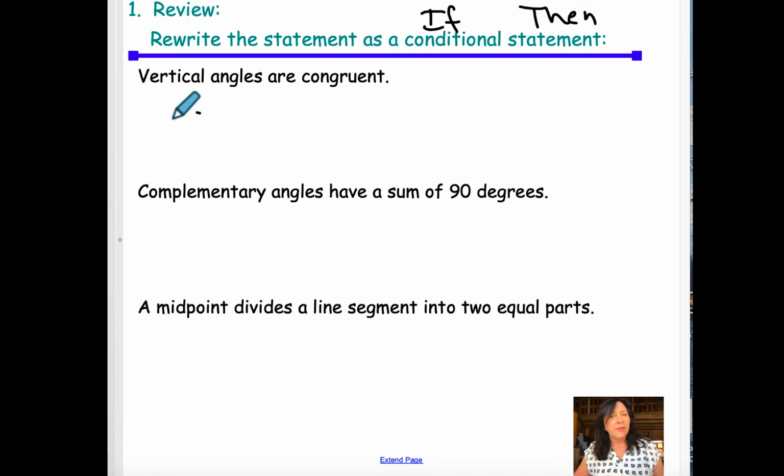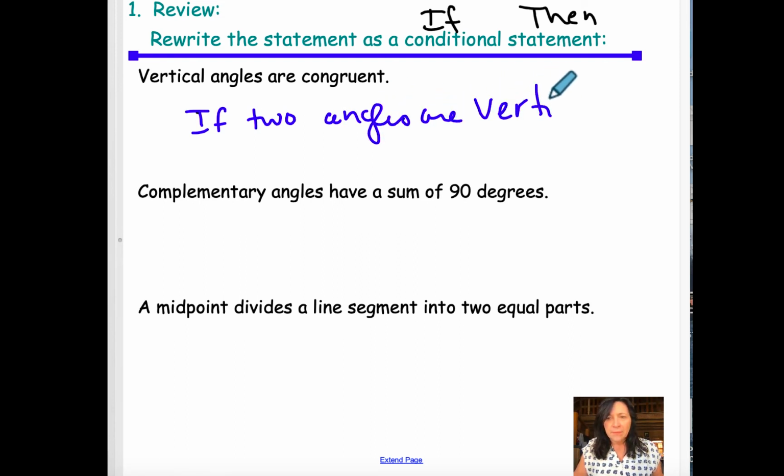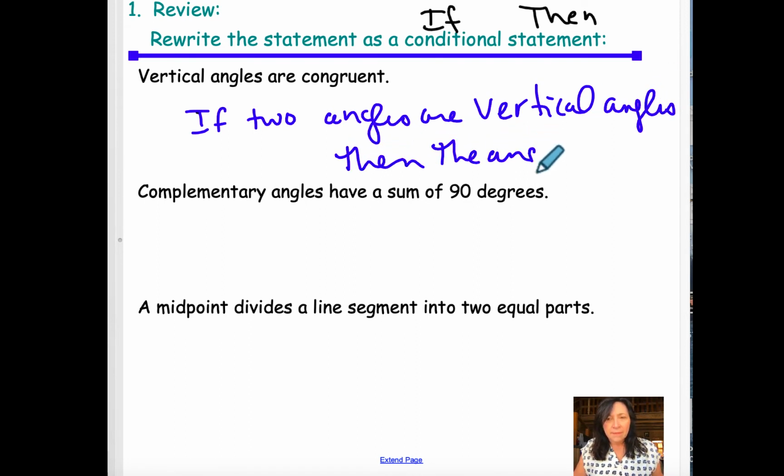And so we have the first statement says vertical angles are congruent. So you want to say if two angles are vertical angles, then the angles are congruent. And so that's an if-then statement. We got our hypothesis and our conclusion.